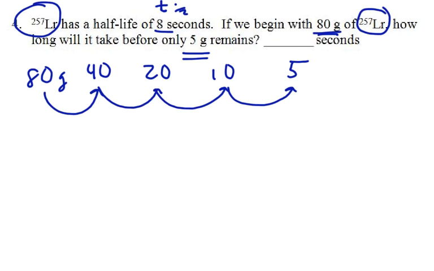So we draw this picture because of the information in the problem. It says 80 and 5. Now it says each half-life is 8 seconds. So we had 1, 2, 3, 4 half-lives. So 4 times 8, 32 seconds. So the answer here would be 32 seconds.